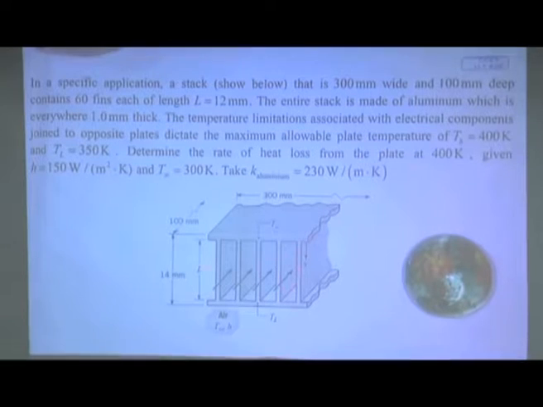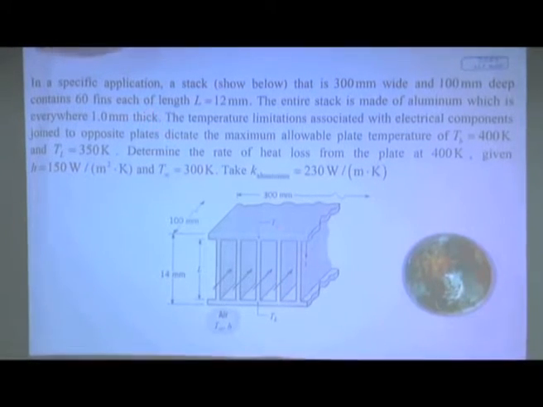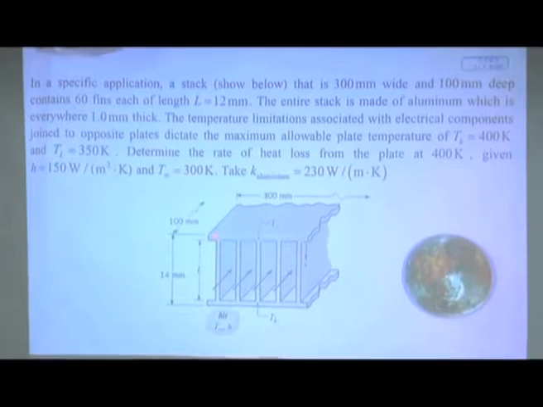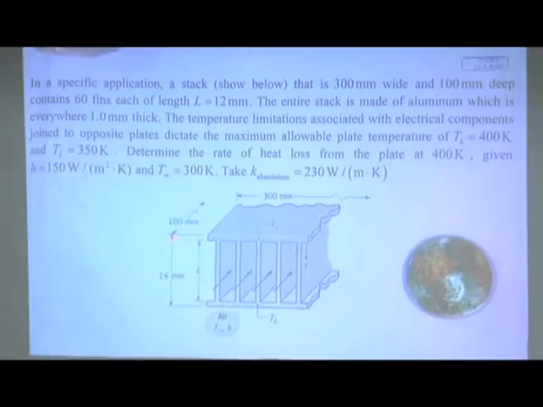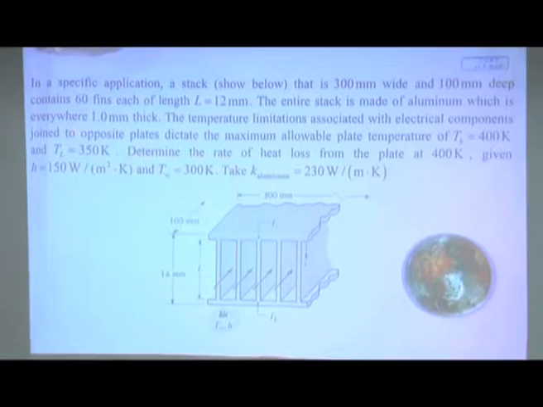5 are shown, that means there are a number of fins. It is a very big size, 60 fins, each of length L, 12 millimeter. This is the length of the fin. This is 12 millimeter. And this is the thickness of the base plate, 1 millimeter. That's why this is 14 millimeter. This is the length of it. 60 fins, each of length 12 millimeter.